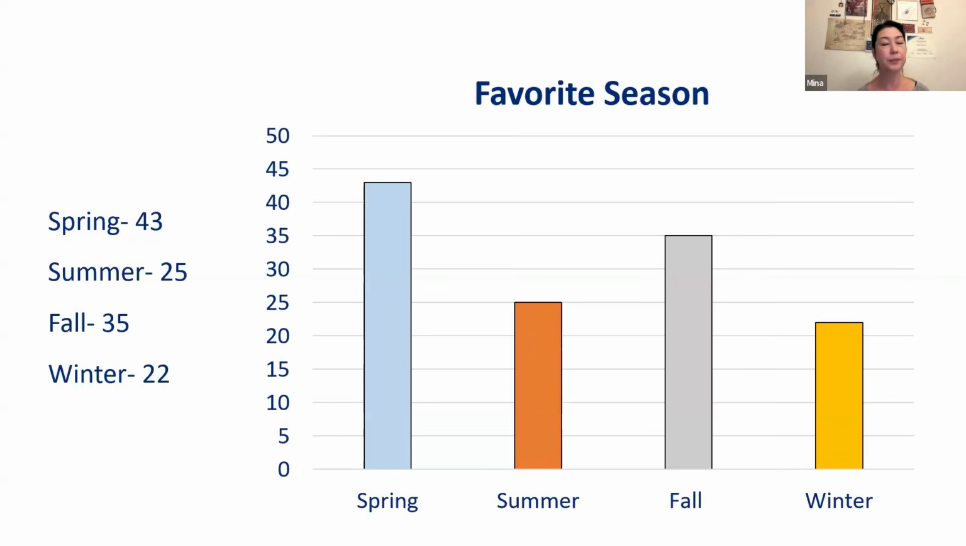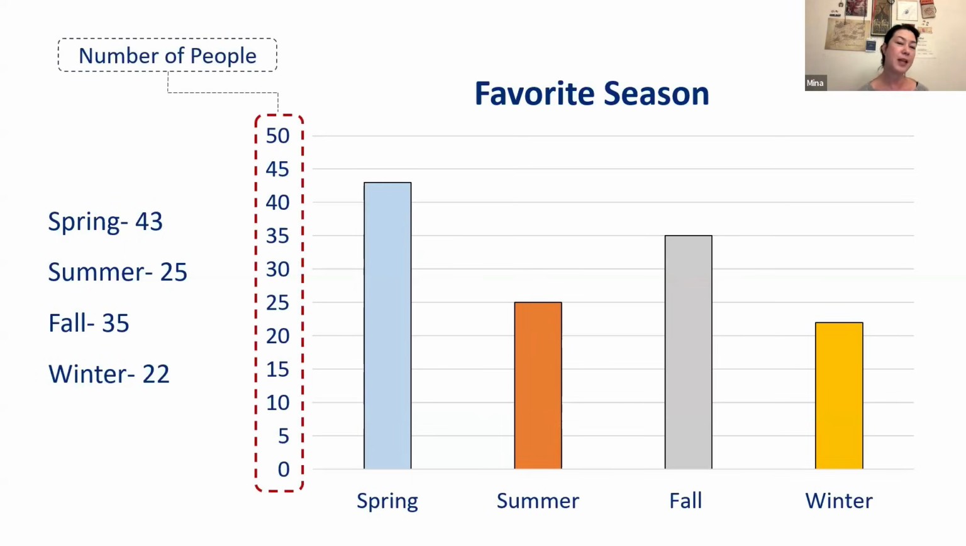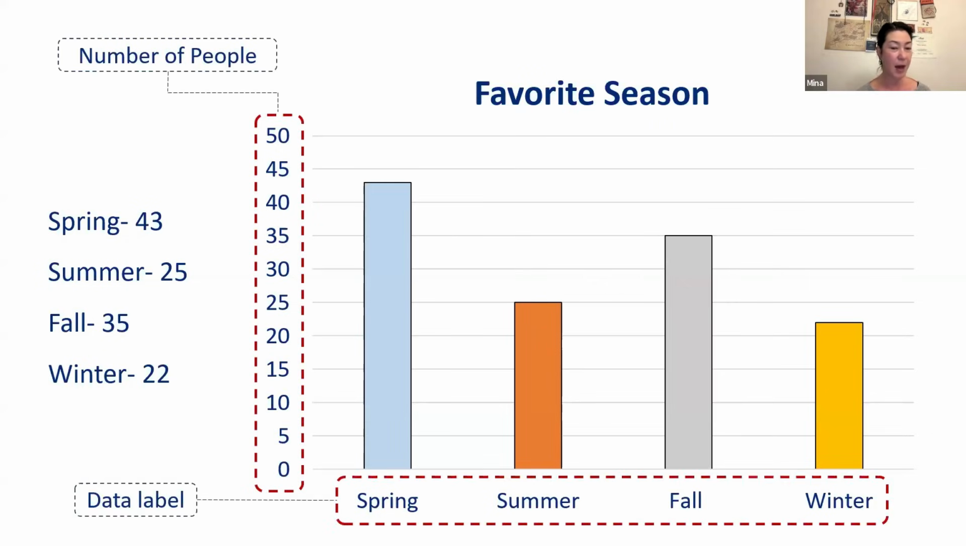On the left, we can see these numbers that show how many people responded this way. And then on the bottom, we can see that each category is labeled. And at the top, we have a title.